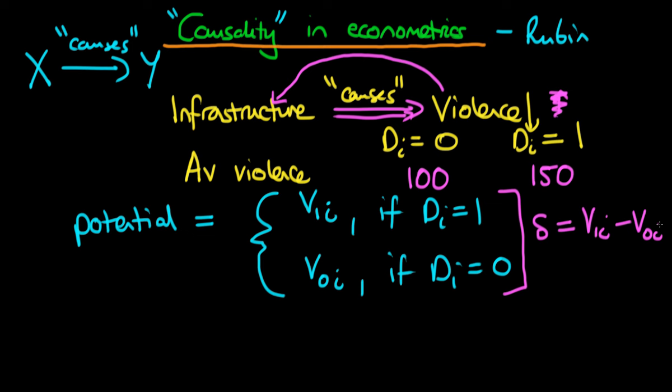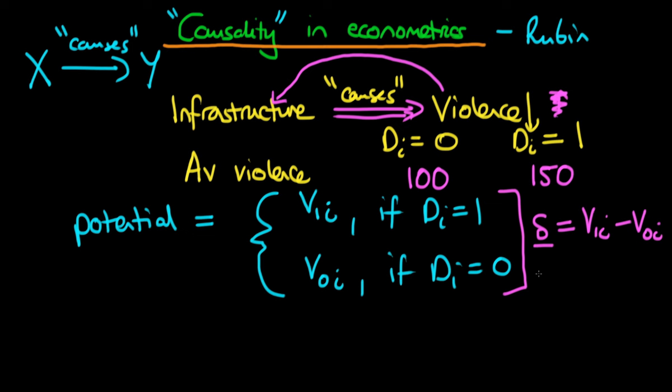It's essentially like if we had two parallel universes and in one of those universes the state didn't receive infrastructure spending and we compared that with their level of violence in the state when they did receive infrastructure spending. So we're comparing the potential levels of violence in these two different universes. Obviously, we don't actually observe that, but if we could, then this delta here would represent the causal effect of infrastructure spending on violence. And this is the individual level effect.